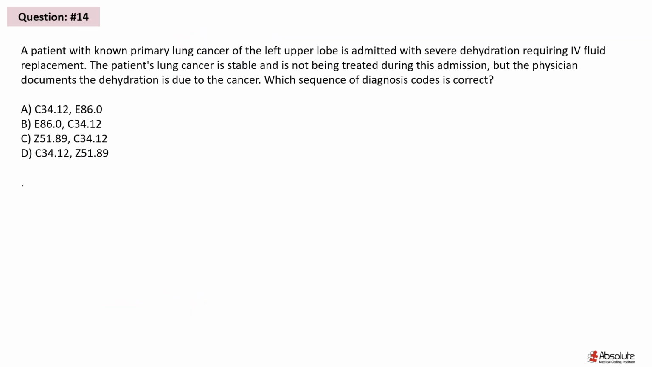Which sequence of diagnosis codes is correct? A, C34.12, E86.0. B, E86.0, C34.12. C, Z51.89, C34.12. D, Z34.12, Z51.89. A patient with known primary lung cancer of the left upper lobe is admitted with severe dehydration requiring IV fluid replacement. The patient's lung cancer is stable and not being treated during this admission, but the physician documents that dehydration is due to the cancer. You have 60 seconds to solve, and your time begins now.